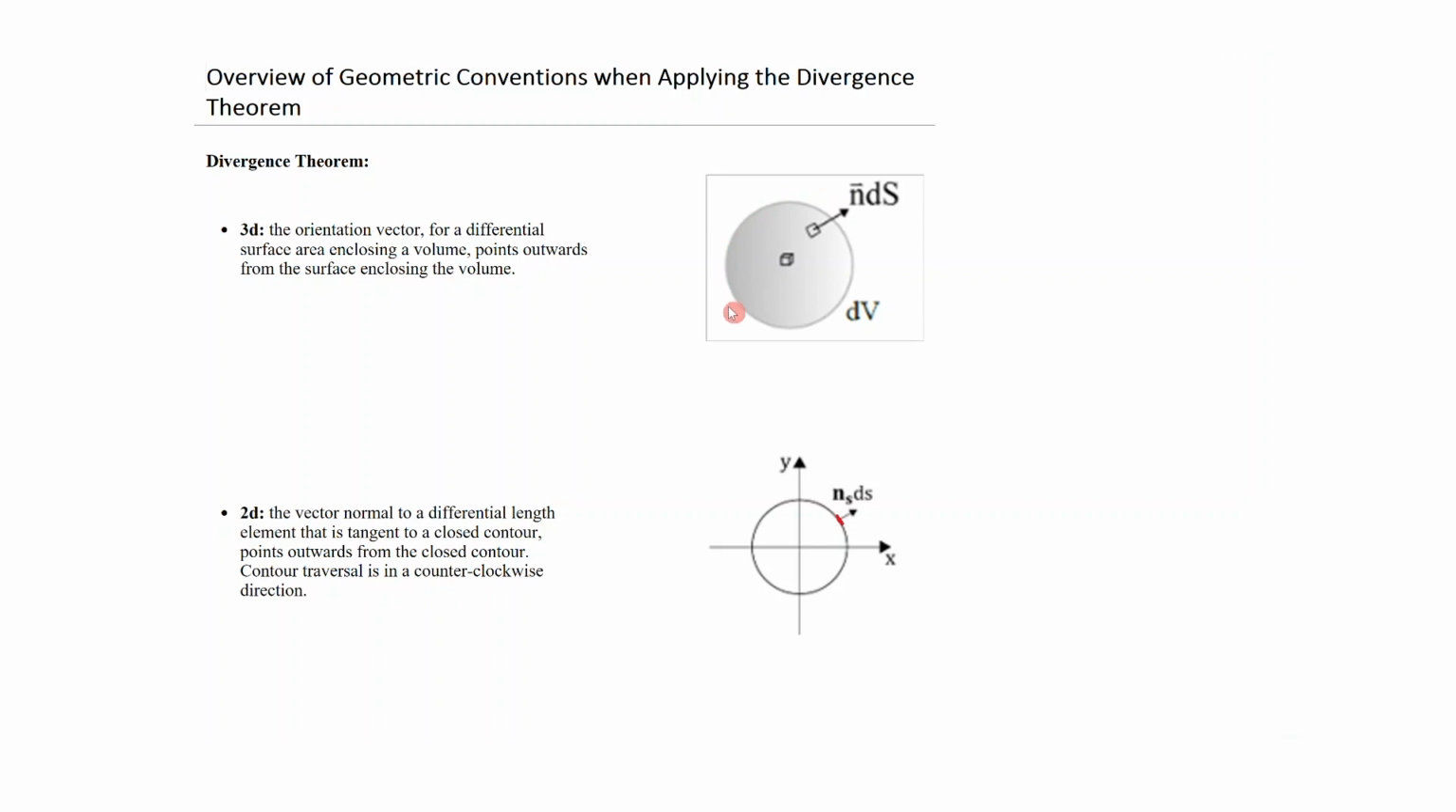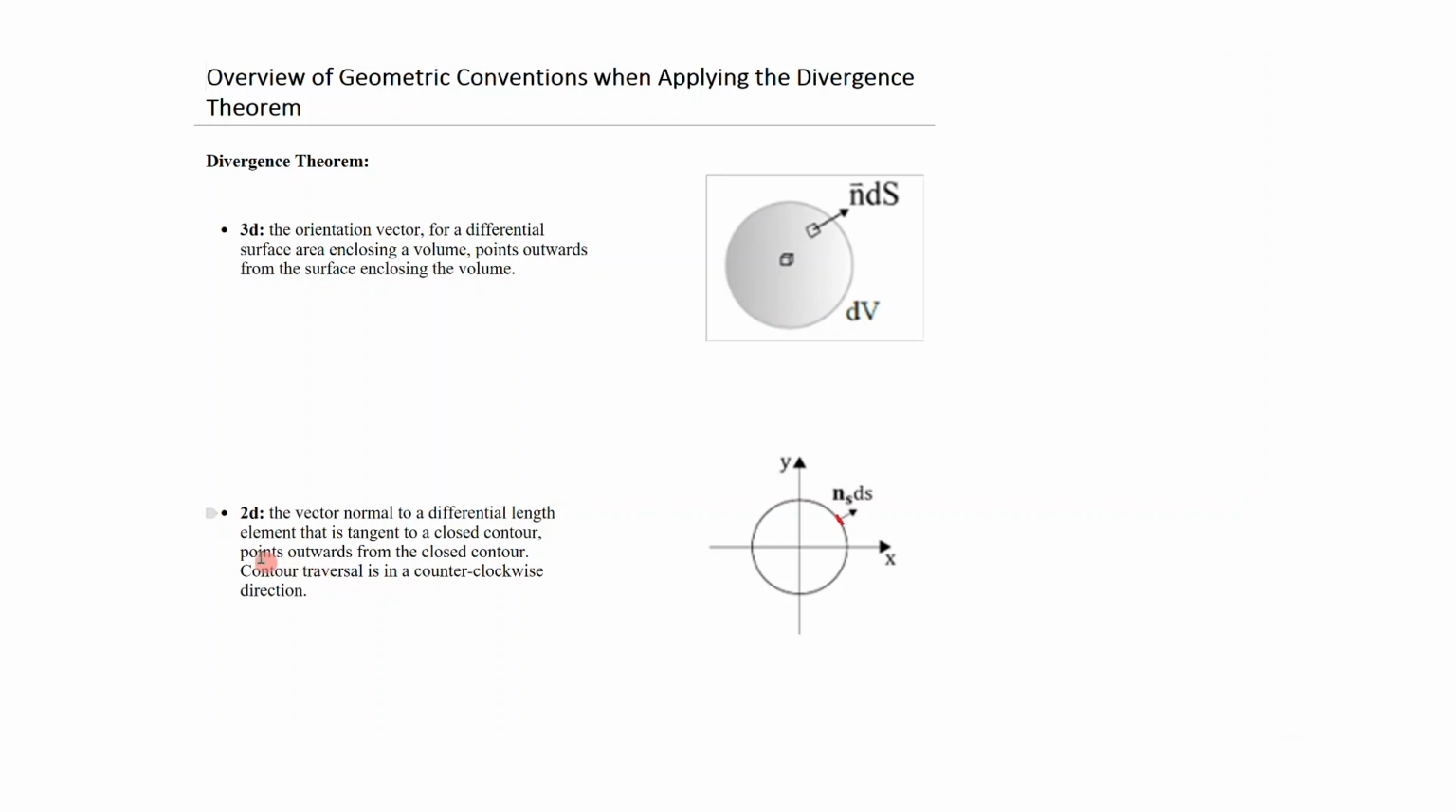The diagram on the right shows a closed surface, and we can identify a differential surface area on that closed surface at each point on the surface. That differential surface area is the unit vector that's normal to the surface, times ds, which is the magnitude of the differential surface area. This vector, by convention, must be pointing outwards from the closed surface that encloses the volume. dV represents the differential volume within the volume enclosed by the surface.